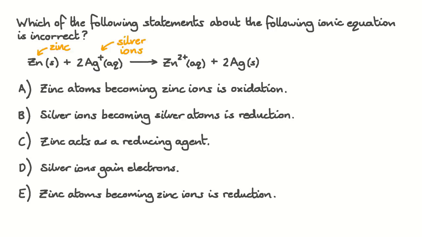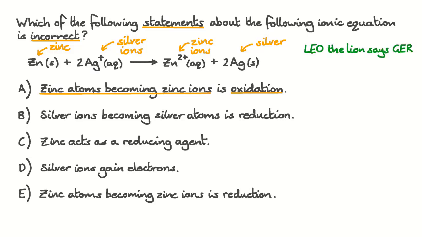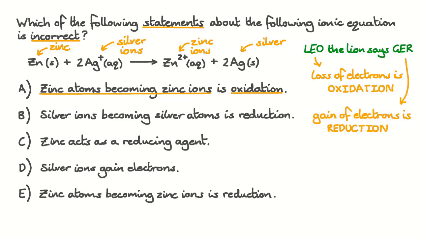In this reaction, we have zinc in its elemental solid form reacting with silver ions in solution. And our products are zinc ions in solution and solid silver. Our job is to examine the statements and find the incorrect statement. The first statement is that zinc atoms becoming zinc ions is oxidation. We can use our mnemonic, LEO the lion says GER, to tell us what oxidation and reduction are. LEO expands to loss of electrons is oxidation, and GER expands to gain of electrons is reduction.